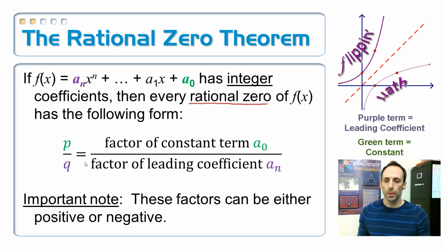Okay, so what this theorem is saying is that every single rational zero, I'm going to underline that, rational zero, takes this form. It's a rational number, p over q, where p is simply a factor of the constant term, and q is some factor of the leading coefficient. That's what that's saying.